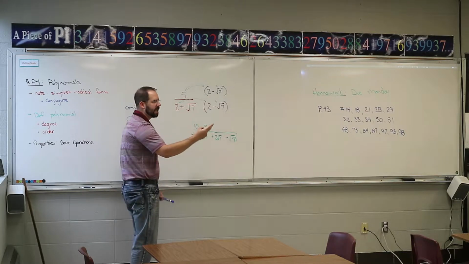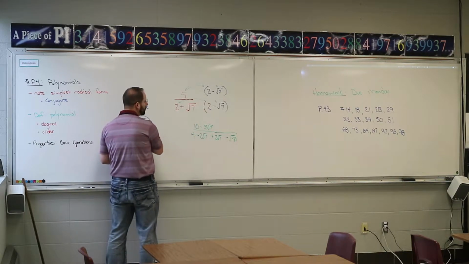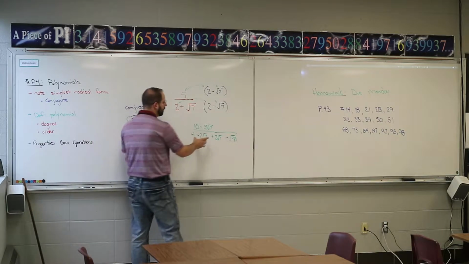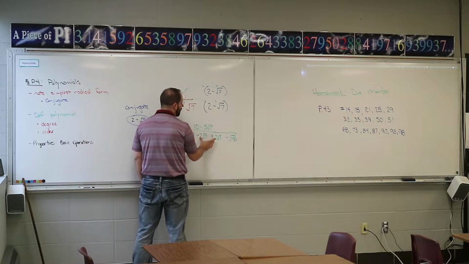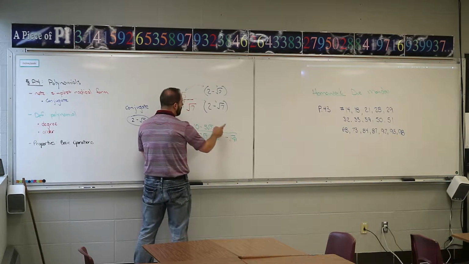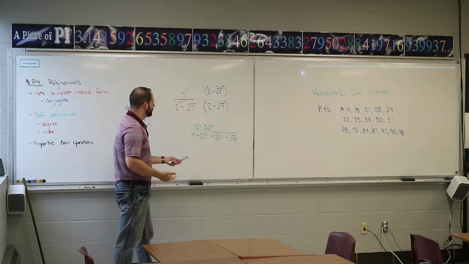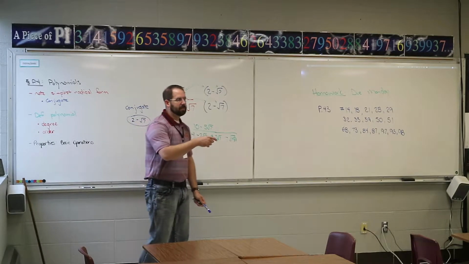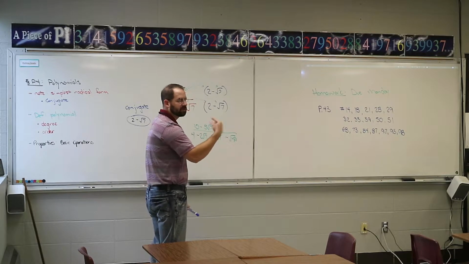One's positive, one's negative. That's the reason why we choose just to make the middle number negative when you're picking your conjugate. Because it'll make the middle numbers the exact same, but opposite signs. And then the outside terms will be perfect squares. So you're seeing it. 49 is a perfect square. The 4 is a perfect square.